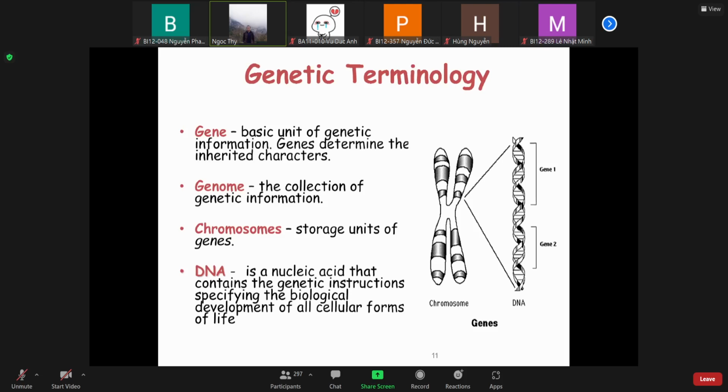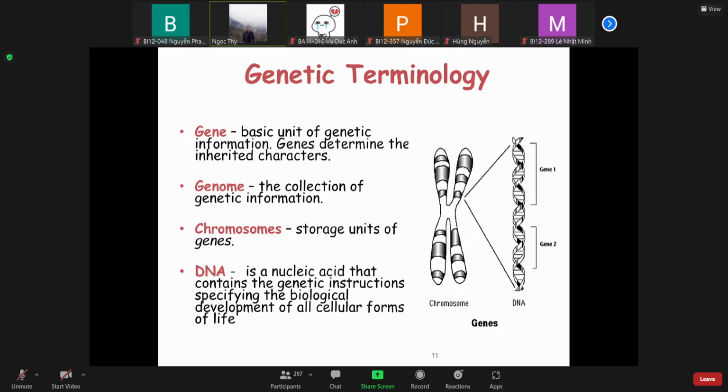Okay. So first, let's discuss some terminology. First, what is a gene? A gene is a basic unit of genetic information, of course, but classical theory thinks that a gene is a fragment of DNA that encodes for proteins. So in the human genome, we have around 23,000 genes like that. I mean, 23,000 genes coding for protein.